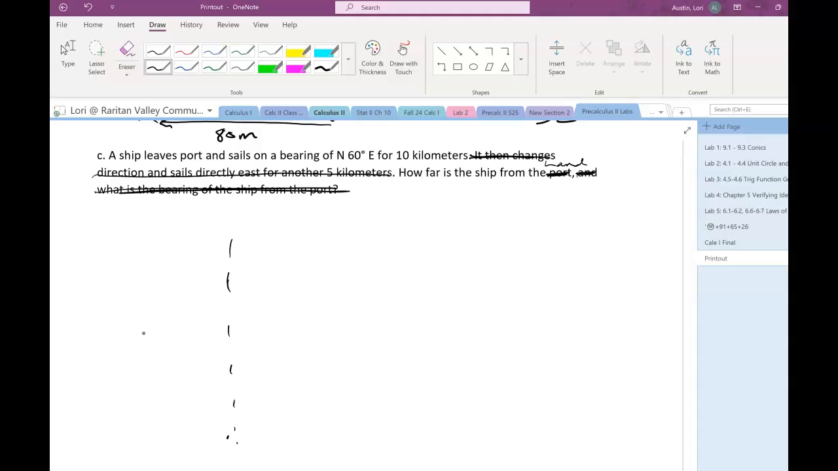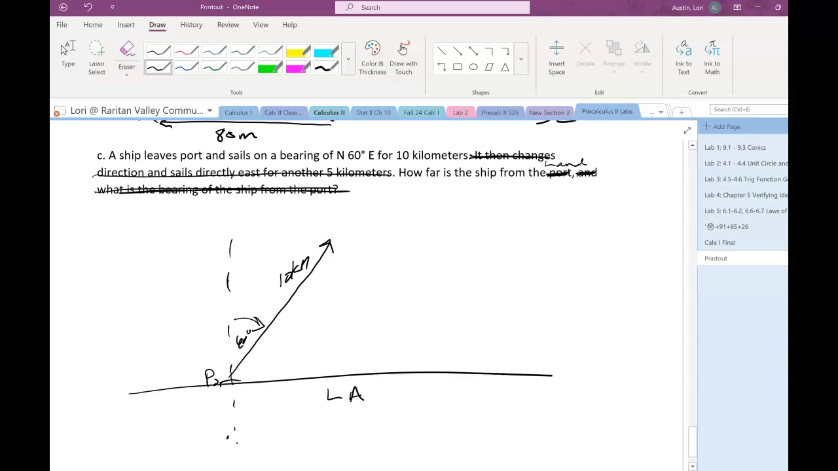So the ship leaves port and sails at a bearing north, right? And then 60 degrees east for 10 kilometers. That part is fine. So there's north, 60 degrees east. The question is going to be exactly how far is the ship from land? So this is our port. There's land. How far is it from land? We need this distance.